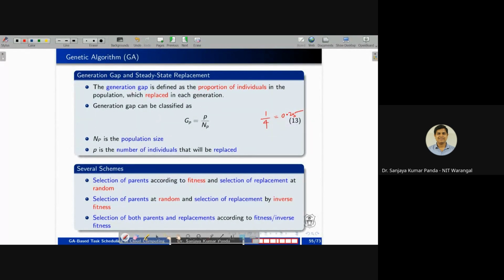There are several other schemes as well. Selection of the parents can be done based upon the fitness, and selection for replacement can be done randomly. Or the first one is random and the second one is based upon the fitness or inverse fitness. Or both can be done, based upon fitness and inverse fitness. In this way, you can carry out the selection process.